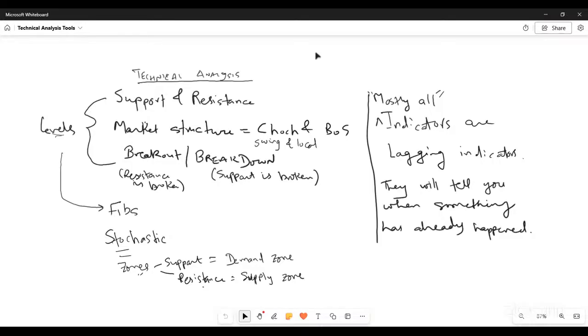So you can use the indicators more as a confirmation, not as 'okay, it's happening now, so this is where I think the price is gonna go in the future.' The price may not go where you expect it to by looking at an indicator, and that's where a lot of people fail.